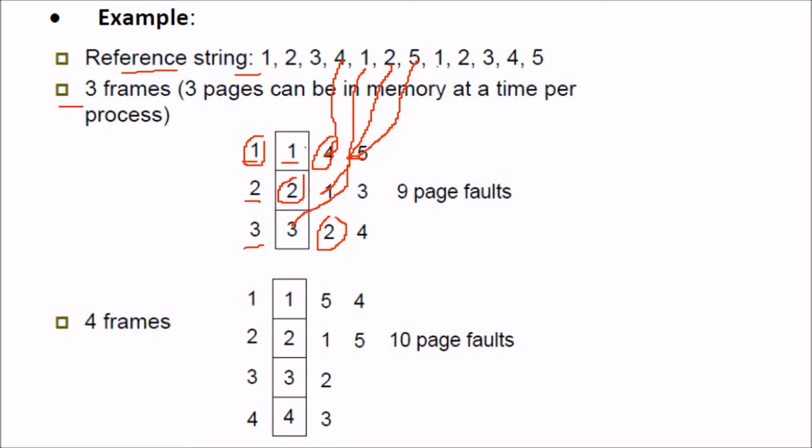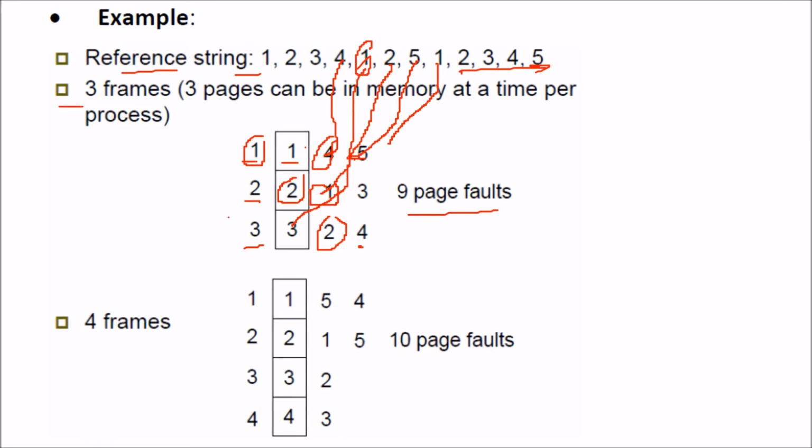Now 1 will come again, and 1 will come again. We can see what will happen. Which one do we have to replace? Since 5 has just come, and 3 and 4 are there, but this 4 has been here for quite a time, and 1 has come now but 4 came before. So we have to replace this 1, right? In this way we can replace all these strings. So in all there will be 9 page faults.